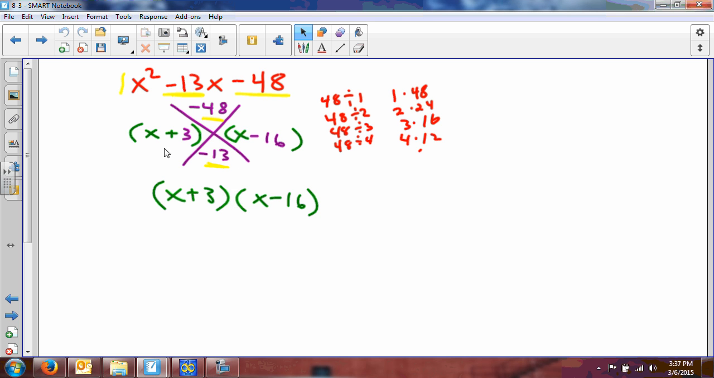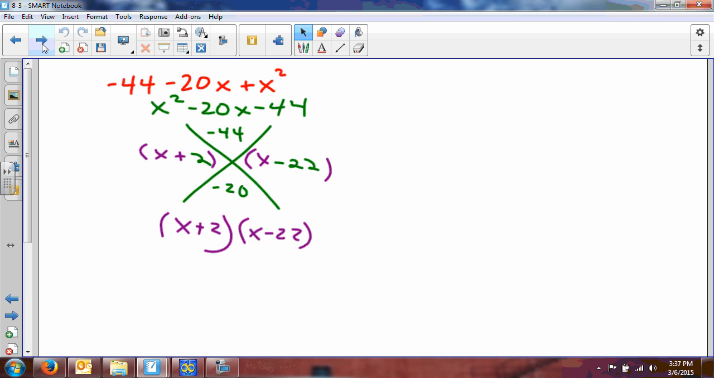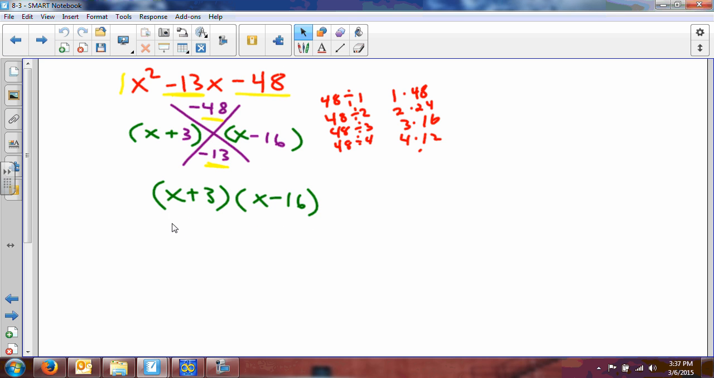So the hardest part is finding the two numbers that multiply to the top and add to the bottom. As you can see, I just took 48 divided by 1, divided by 2, divided by 3, divided by 4 until I found the two numbers that would add or subtract to my b value. And if you want to double check, FOIL this back out. x times x, plus 3x, minus 16x, minus 48. We can get it there.